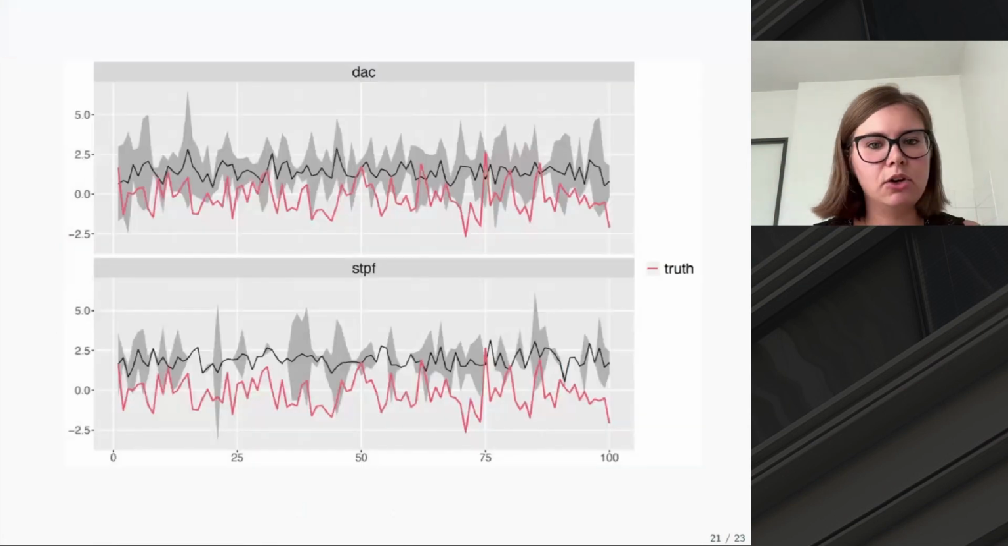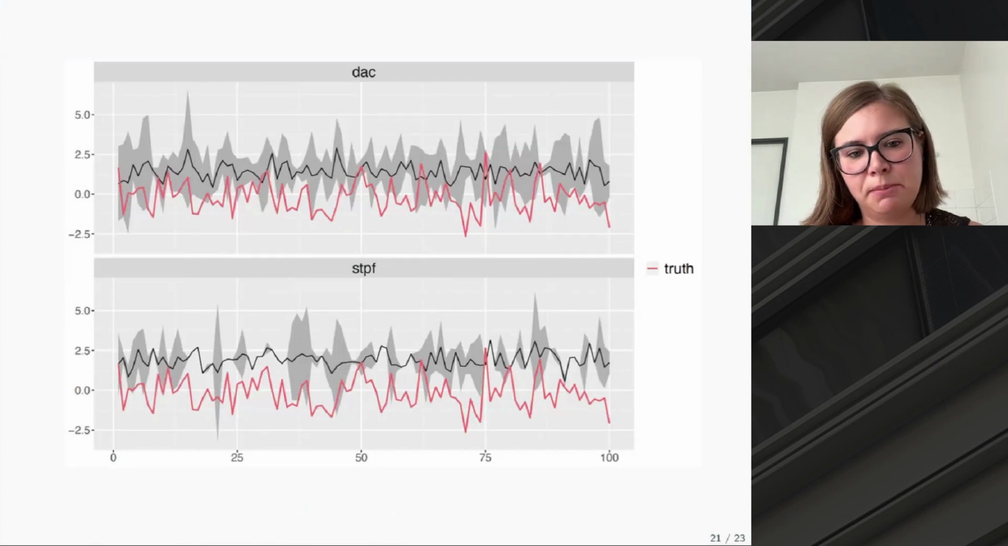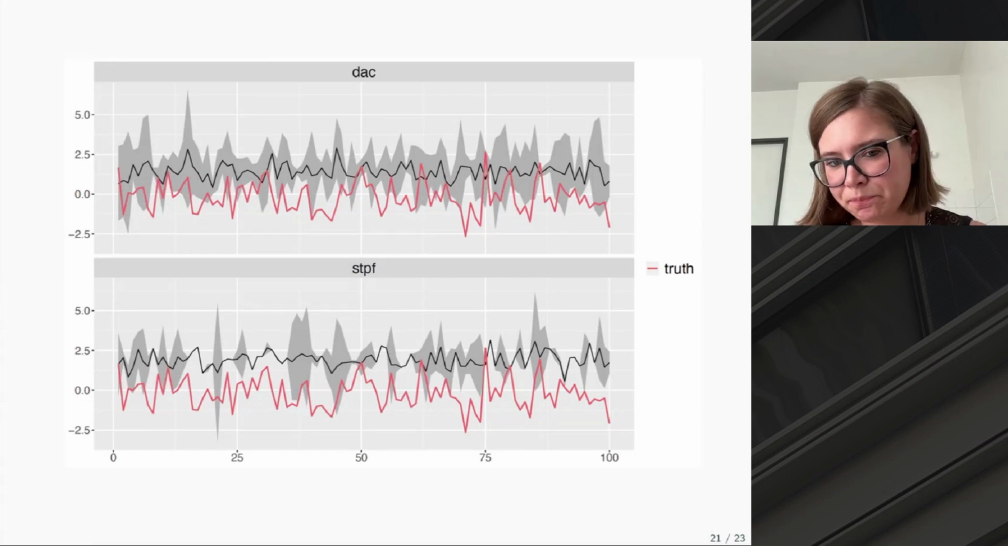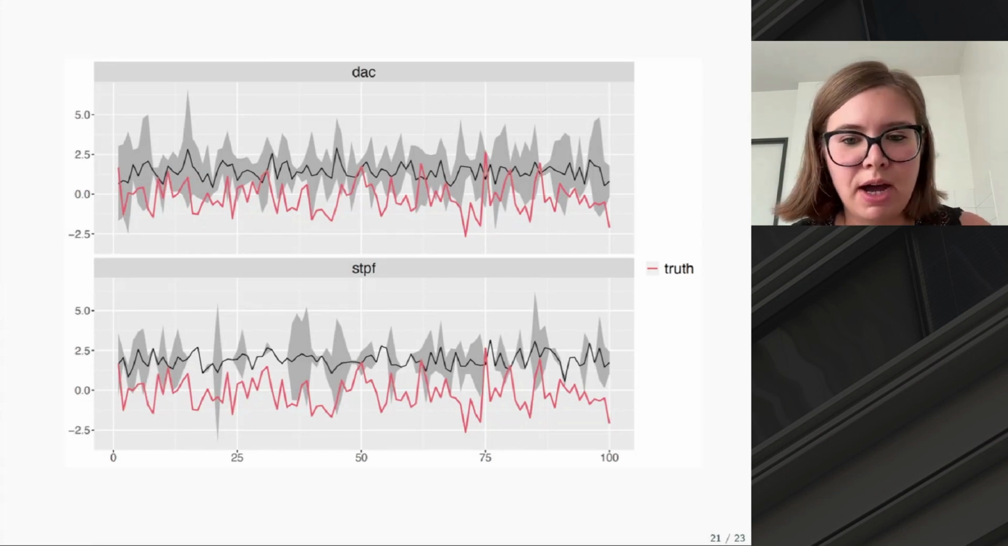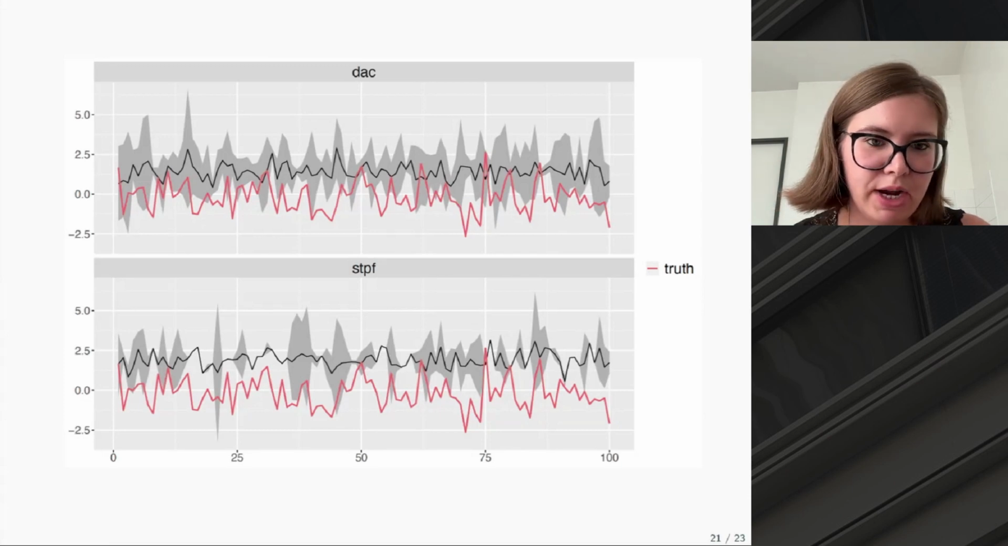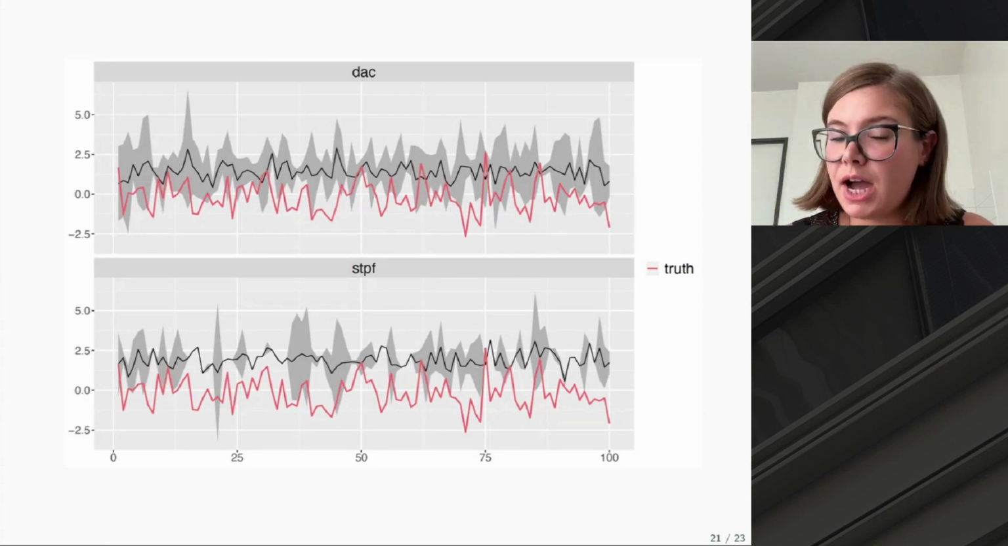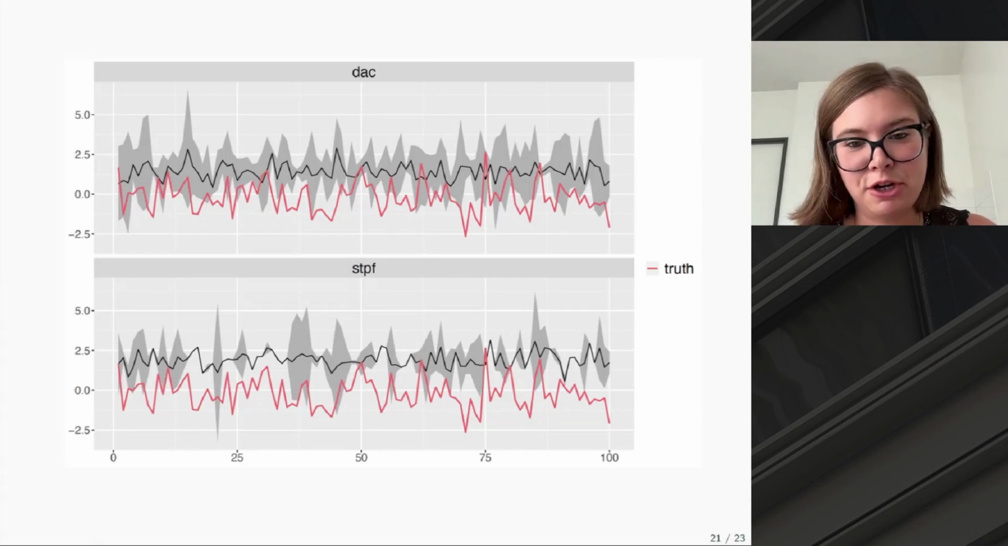These are some results, only comparing divide and conquer and the space-time particle filter. The red line is the truth, because these are simulated data, and the black line is my filtering mean, with the shaded area around being the interquartile range. So this picture is not actually showing that divide and conquer is doing a really good job, because the filtering mean is quite far from the truth, but it is still doing a better job than the space-time particle filter, which is this bottom plot.